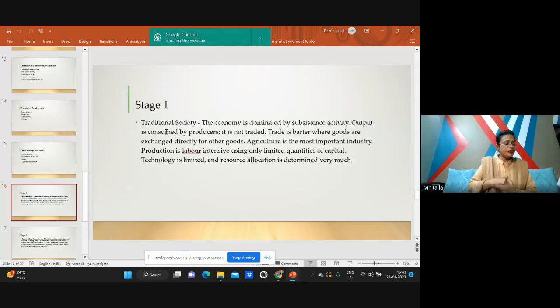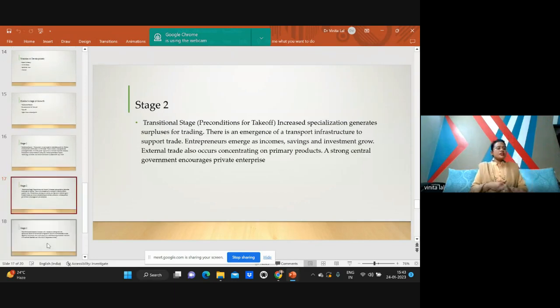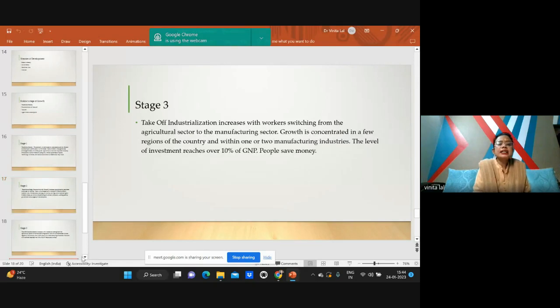Second is takeoff. Takeoff is given by Rostow. Rostow describes this stage as a short period of intensive growth in which industrialization begins to occur, and workers and institutions become concentrated around the new industry. That means in rural development, first we come to the traditional stage, then we come to the stage where industrialization begins. And next slide, takeoff industrialization.